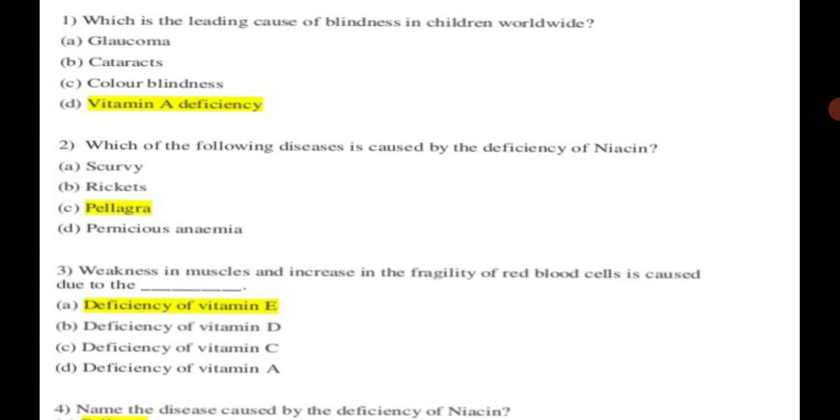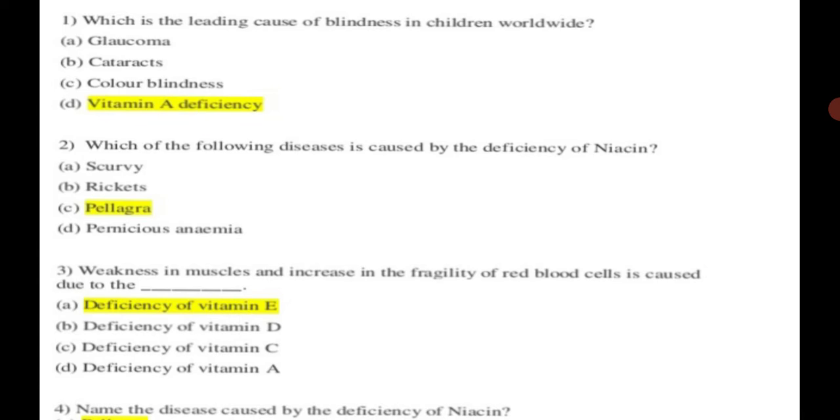Option A, that is glaucoma. Glaucoma develops when the optic nerve becomes damaged or deteriorates, because of which blind spots develop in your vision. Vitamin D3 would be a protective factor for glaucoma. So the correct answer for question number 1 is vitamin A deficiency.